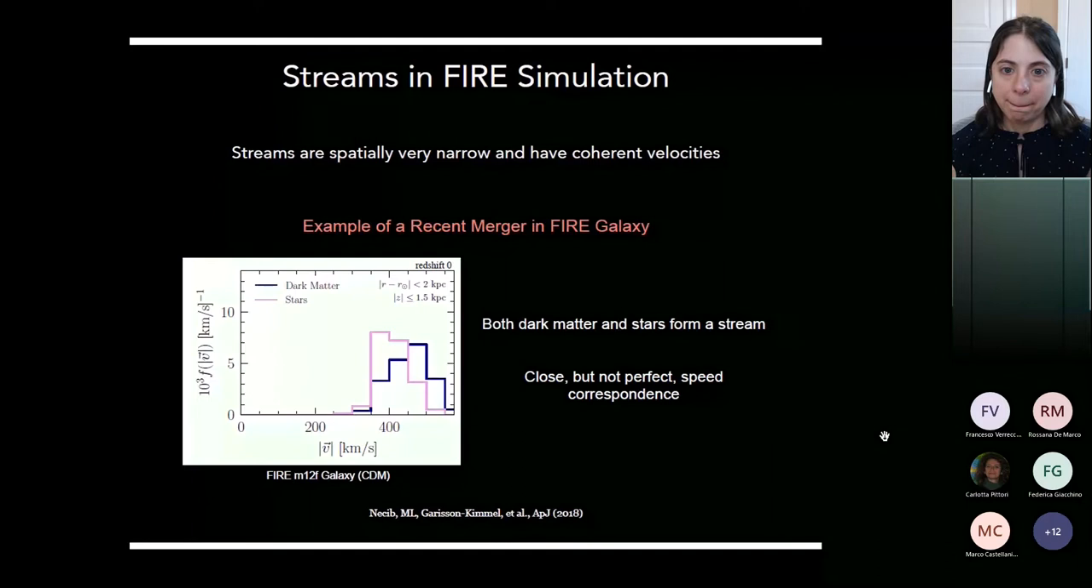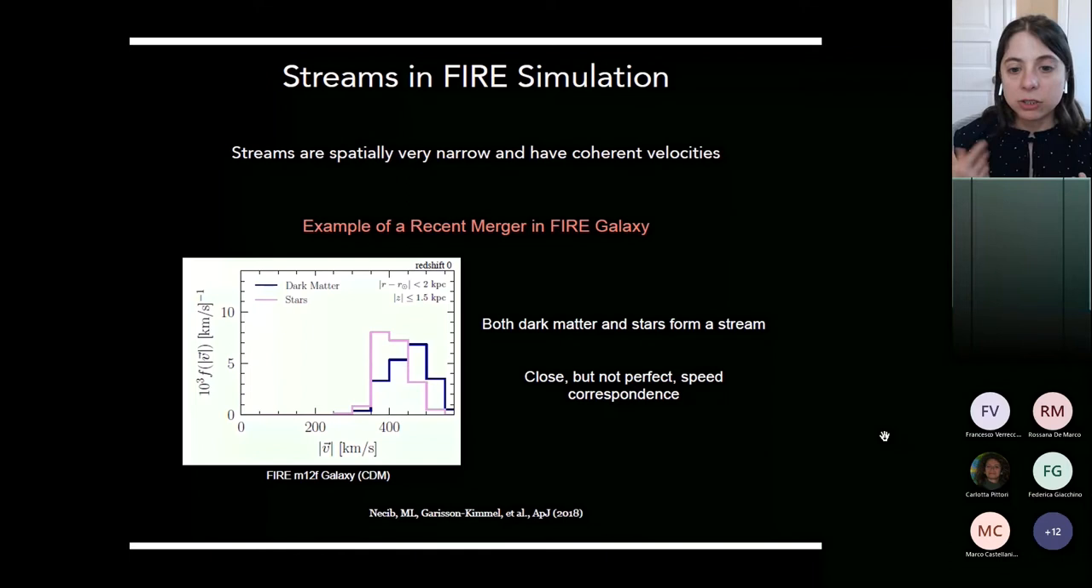So in the FIRE simulation, we can actually go in and identify substructure that's removed that actually looks like stellar streams. So we can identify stellar streams and then look to see whether or not there's a corresponding dark matter stream that's coming from the same galaxy. And so we can compare, does the dark matter stream really track where the stellar stream is? Do they have the same velocities and so forth?